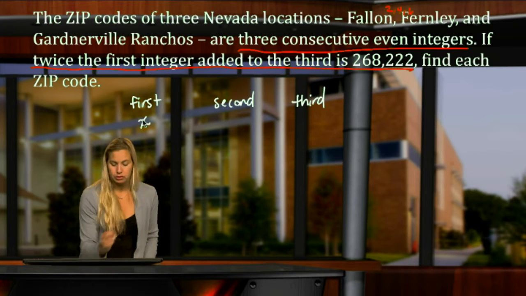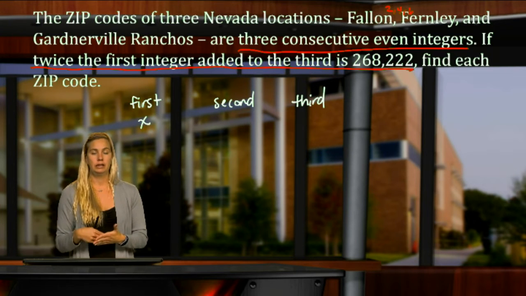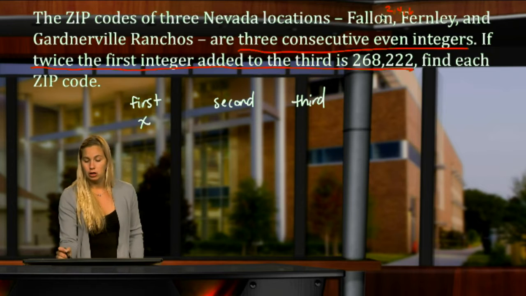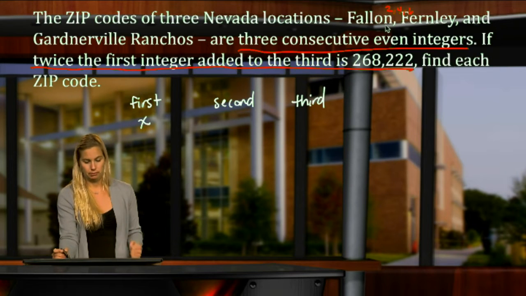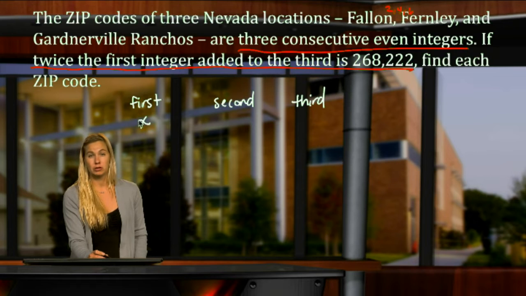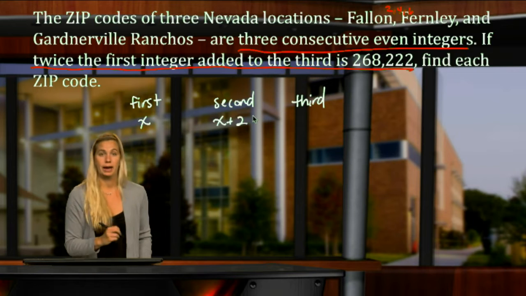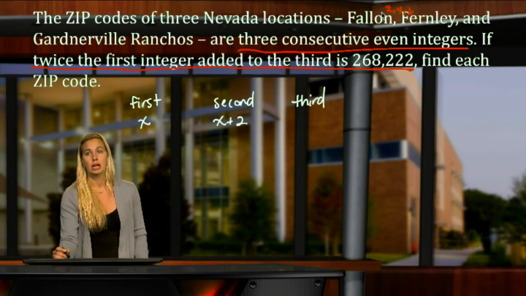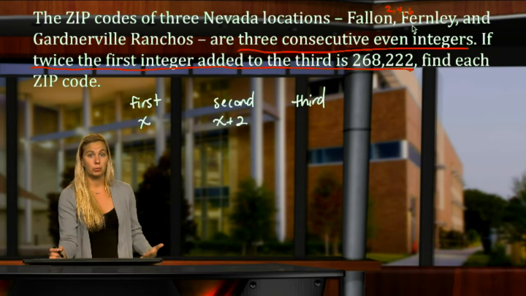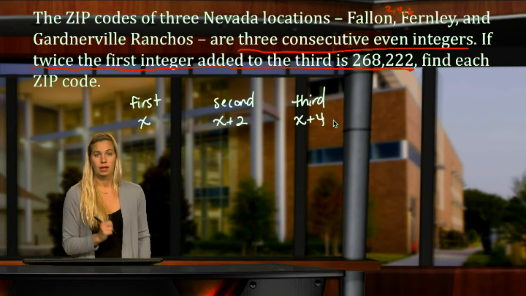If we don't know the first even integer, we're just going to call it x. What's the next even integer going to be represented by? If we look at our concrete example up here, we have 2, 4, 6. If I started with 2, how did I get to 4? I added 2 to it. So in this example, if my first zip code is represented by x, the second zip code is going to be represented by x plus 2. Same thing looking at that concrete example up here. If I'm going from 2 to 6, I had to add 4 to it. Since my first zip code is represented by x, my third is going to be represented by x plus 4.